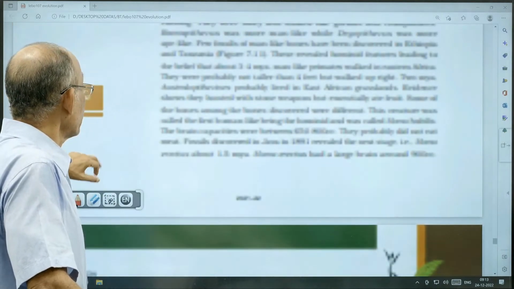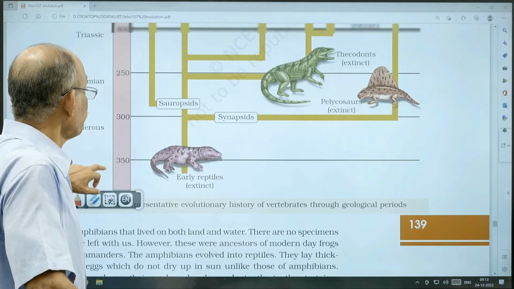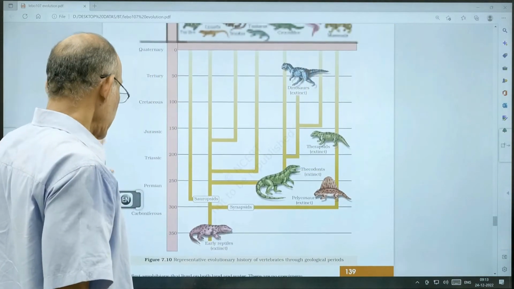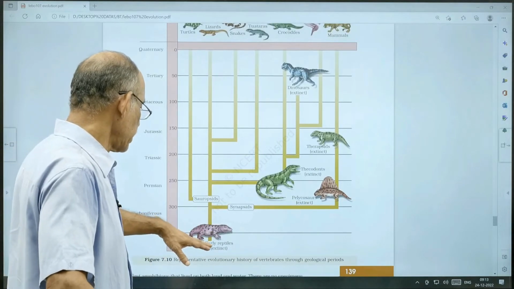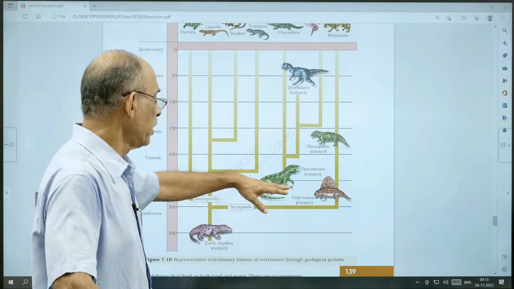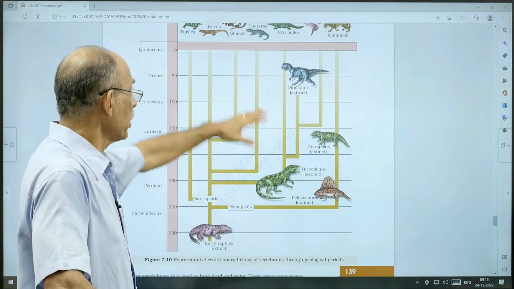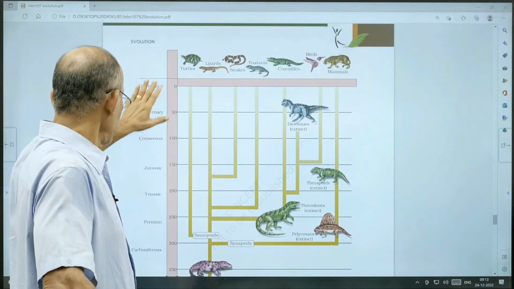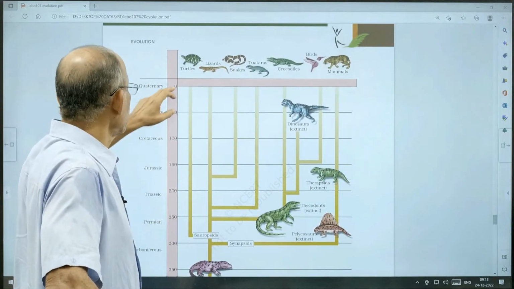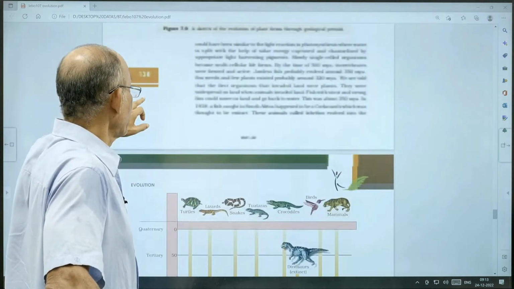Then another figure you have to bear in mind is of these reptiles. All these reptiles or sauropsids, synapsids, thecodonts, plesiosaurs, therapsids, dinosaurs, all these became extinct in different eras. Nowadays we have only this type of reptiles, ruminants.